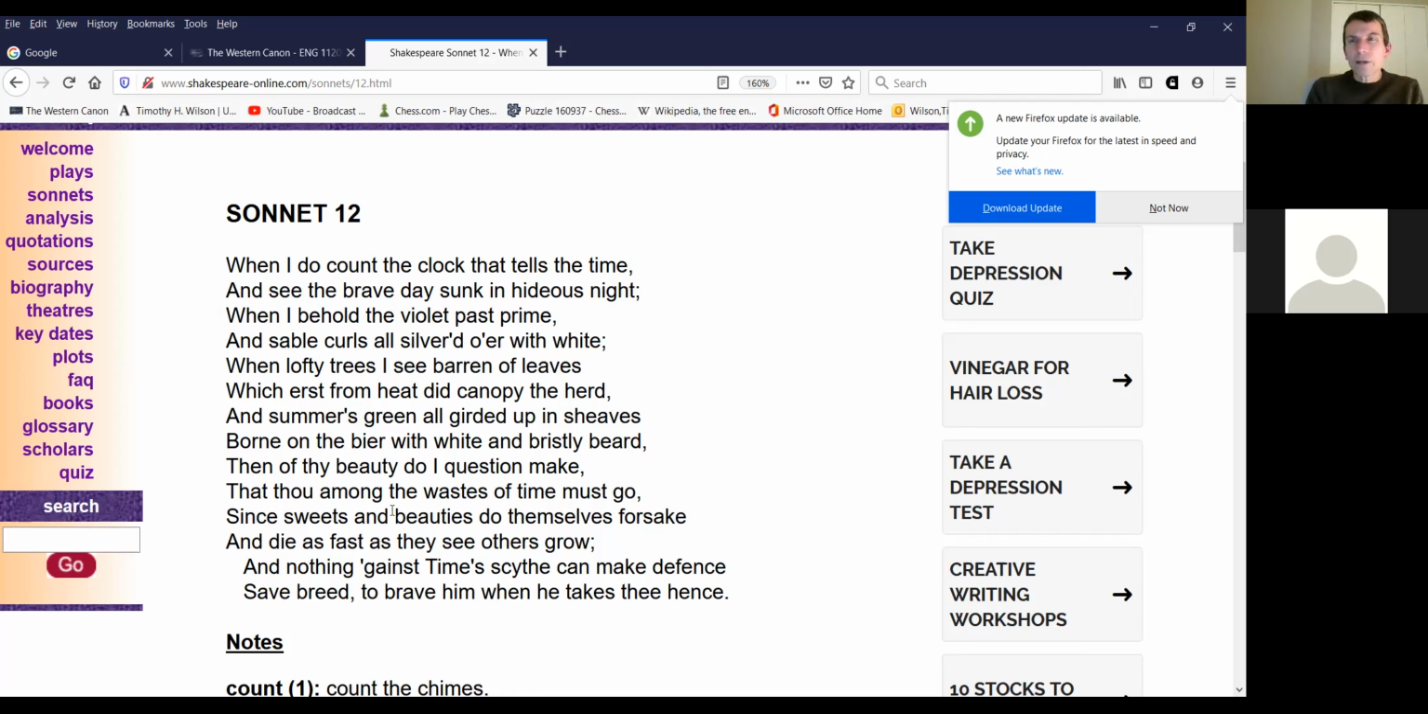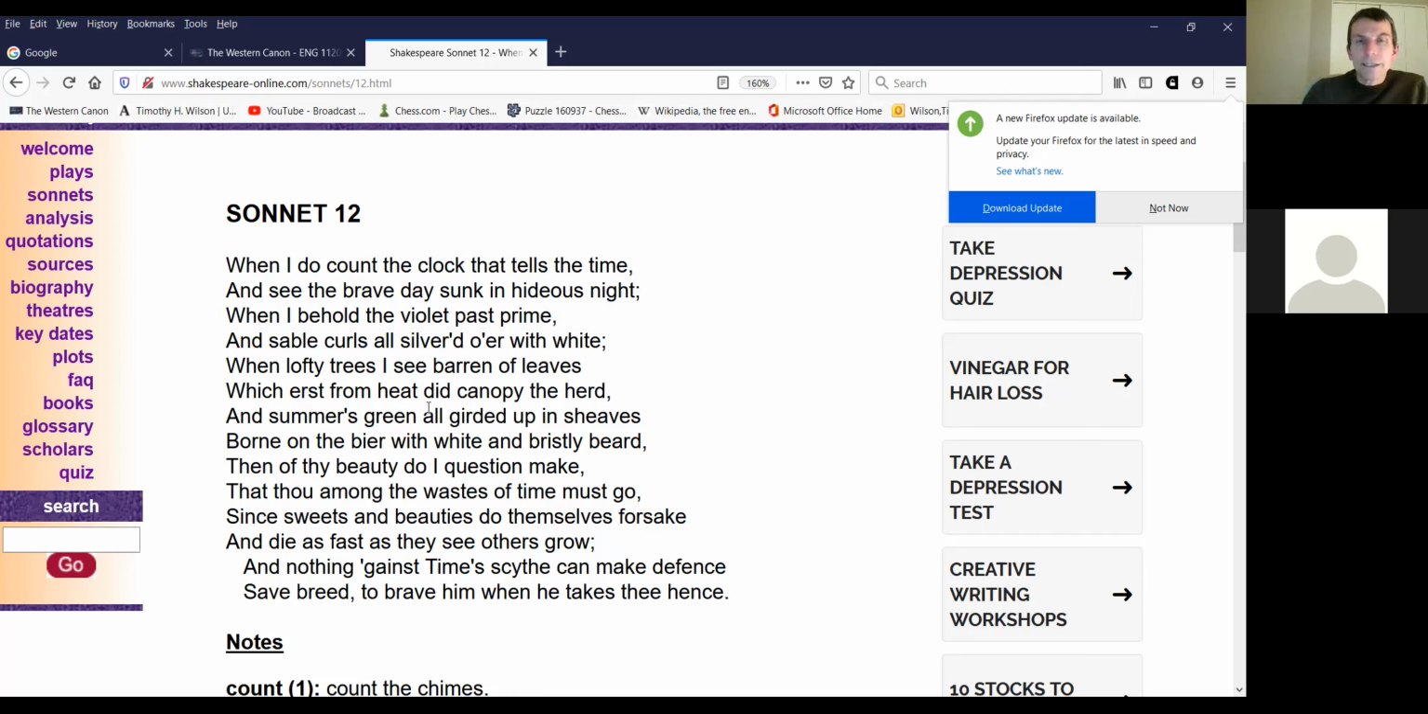So when I count the clock that tells the time and see that the brave day is now sunk into night, and when I see violets past their prime, they're not blooming anymore, and when I see sable curls, dark hair, all silvered over with white, and lofty trees barren of their leaves in the fall, so the trees that were so full before, which used to from heat canopy the herd, so before they had leaves that sheltered the herd.